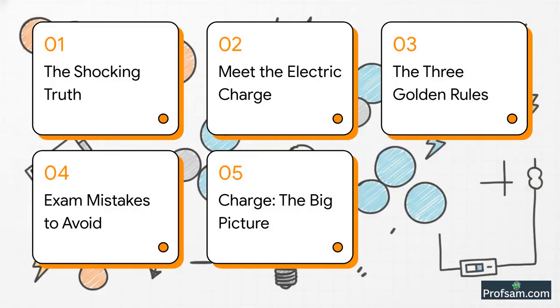What do you say? Okay, so here's our plan for today. First, we'll tackle the shocking truth about sweaters. Then, we'll properly meet our hero, the electric charge. After that, we will learn the 3 golden rules, very important. We'll also look at some common exam mistakes to avoid. And finally, we'll put it all together to see the big picture. Simple enough, right? Let's begin.